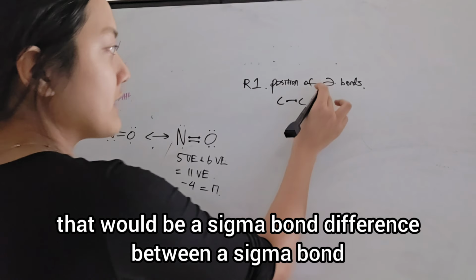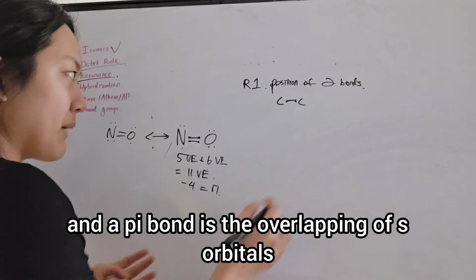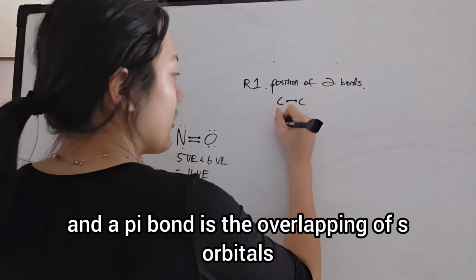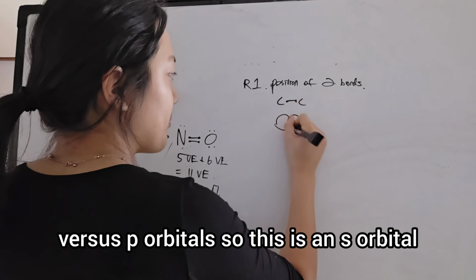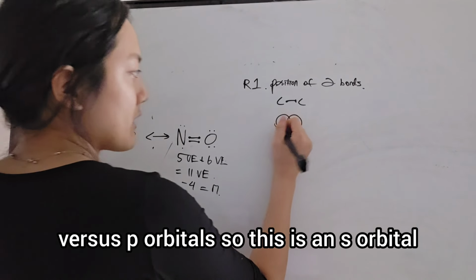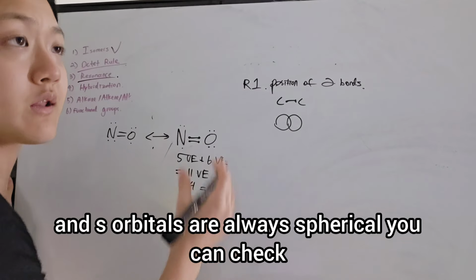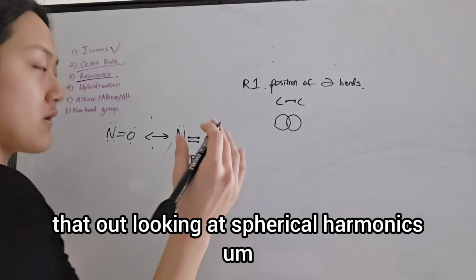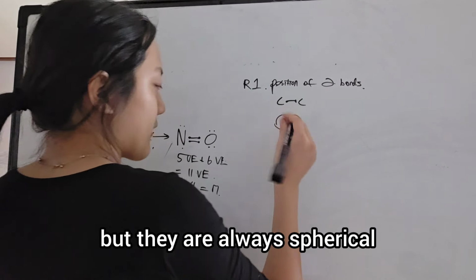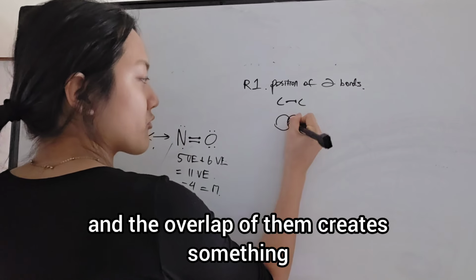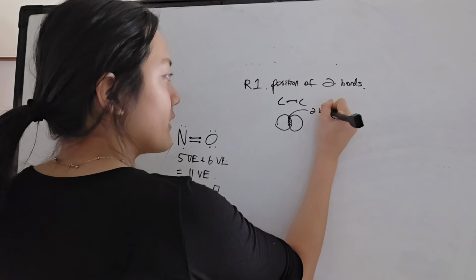a sigma bond. The difference between a sigma bond and a pi bond is the overlapping of s orbitals versus p orbitals. So this is an s orbital, and s orbitals are always spherical. You can check that out looking at spherical harmonics, but they are always spherical, and the overlap of them creates something called a sigma bond.